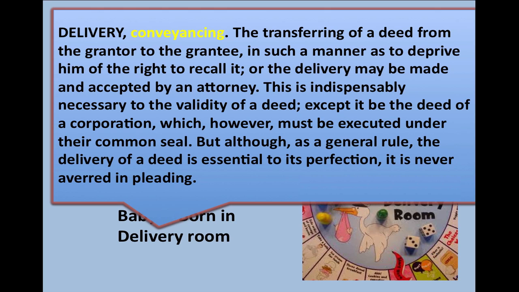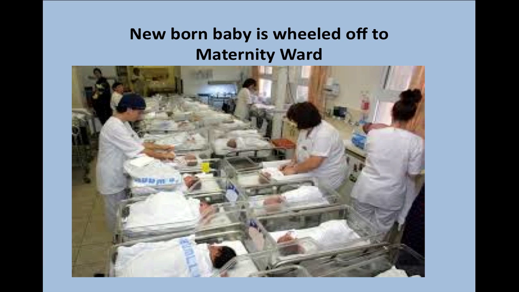But although, as a general rule, the delivery of a deed is essential to its perfection, it is never averred in pleading. We're not too much worried about the last bit there, but what they do is we are the only ones that actually can sign. So when they're dealing with us as corporations and they're acting as corporations, they use their common seal to do it. So let's now look at the next part that happens in the birth process, and that is the baby is wheeled off into the maternity ward.